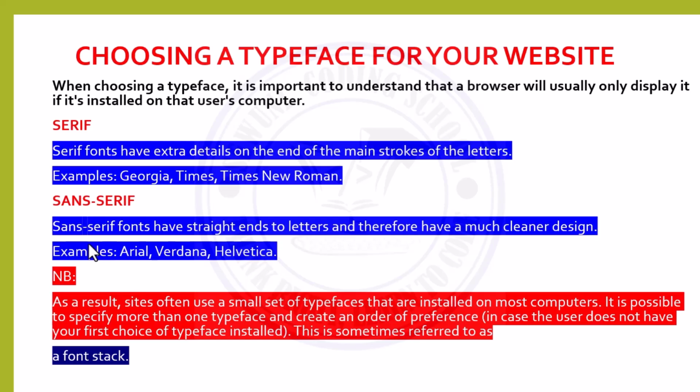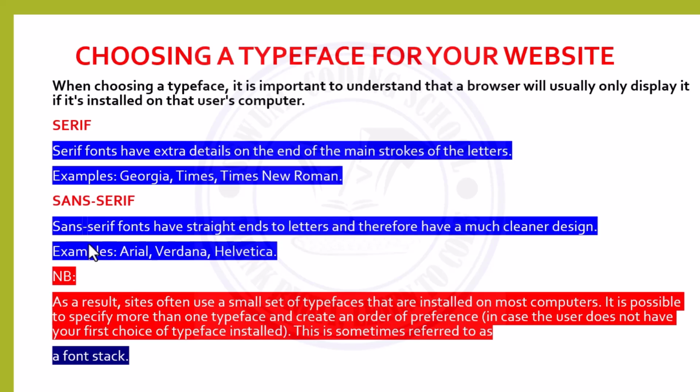We explained that serif has extra details at the end, and examples of text that is serif in nature are Georgia and Times New Roman. Those are the popular ones, very popular even in MS Word. In sans serif, we told you they have straight edges, and examples of those are Arial, Verdana, and Helvetica.